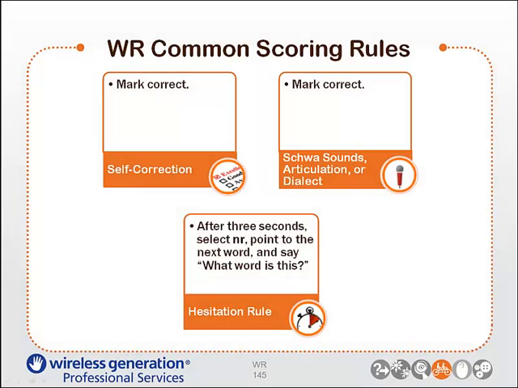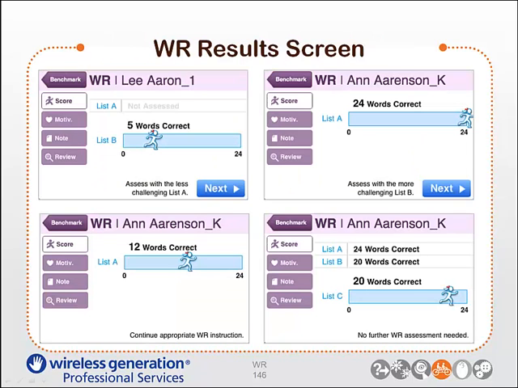Now that you've seen word recognition, here are some common scoring rules. If a student self-corrects, then you go back in and you mark that as correct. Remembering how the student articulates certain words within the classroom, you're going to mark them correct if you know that's normally how they would say that particular sound or that particular word within everyday language in the classroom. There is a hesitation rule with word recognition. After 3 seconds, you're going to select NR and point to the next word and say, what word is this?